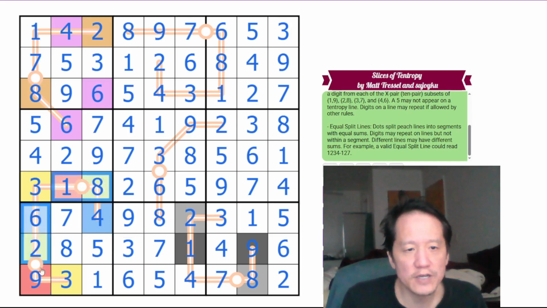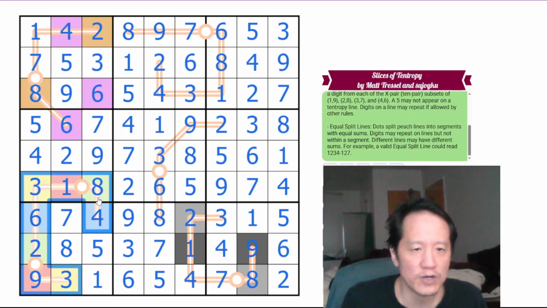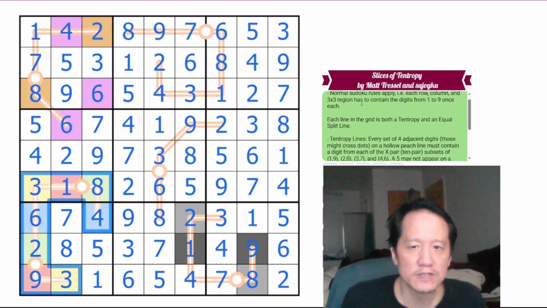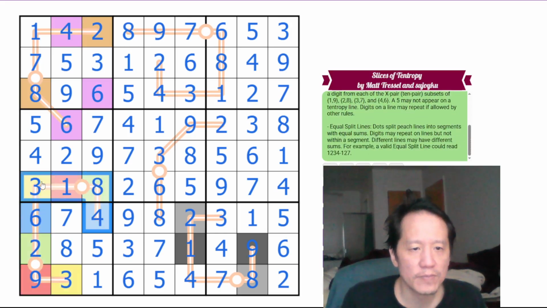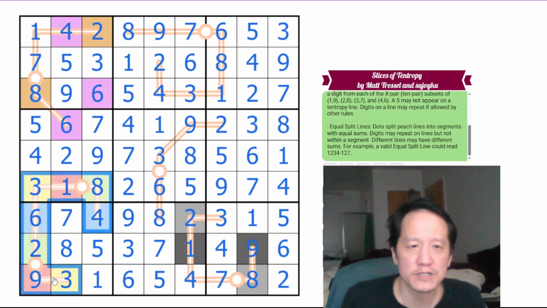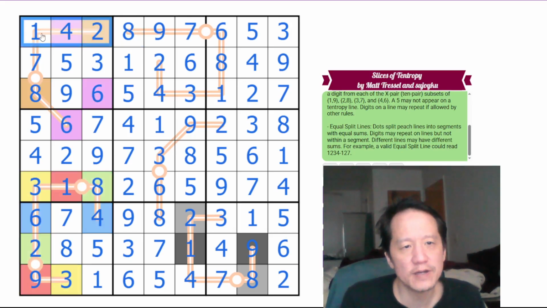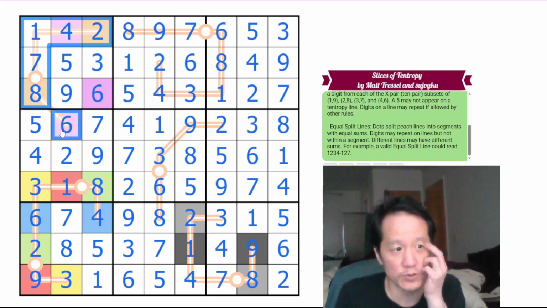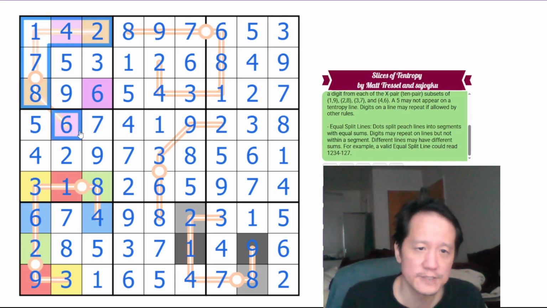Yeah, generally, I guess it worked out pretty well. Combining the equal split lines and the Tentropy lines is kind of interesting. It restricts things in non-obvious ways, I would say. But they are still relatively simple once you understand them, I guess.